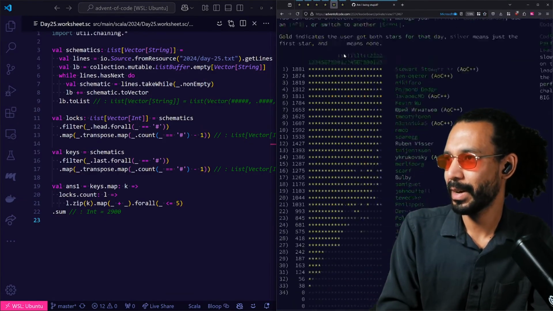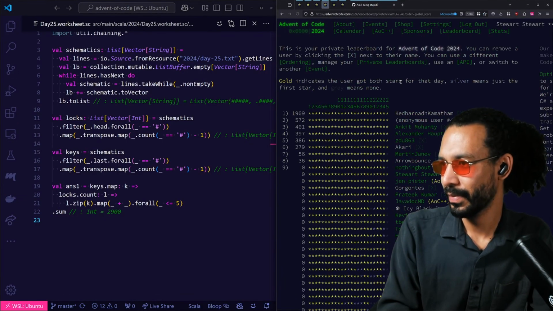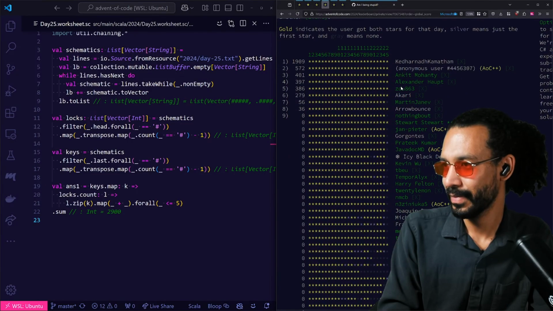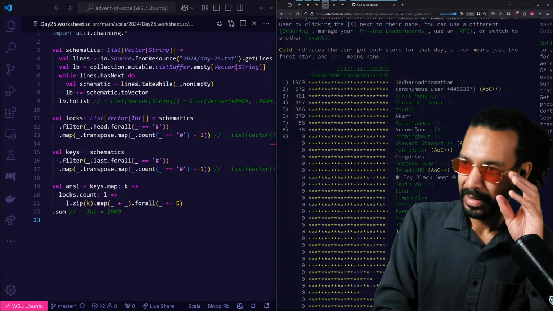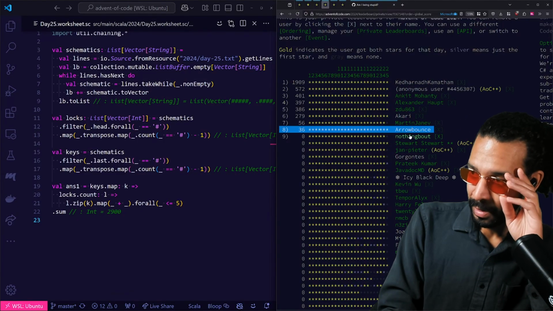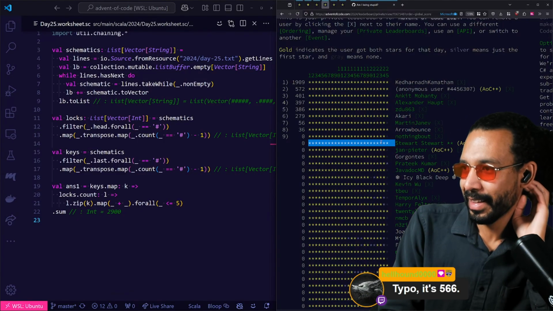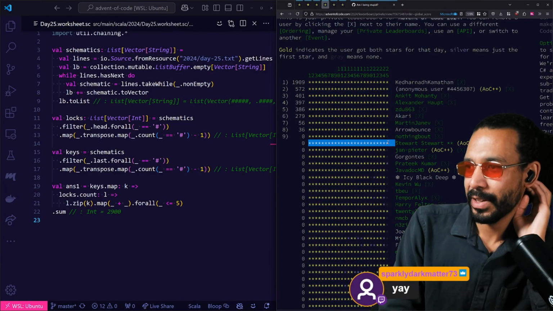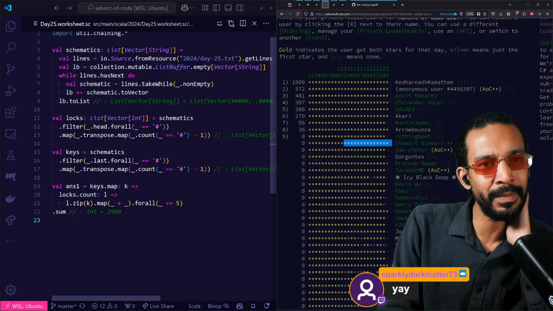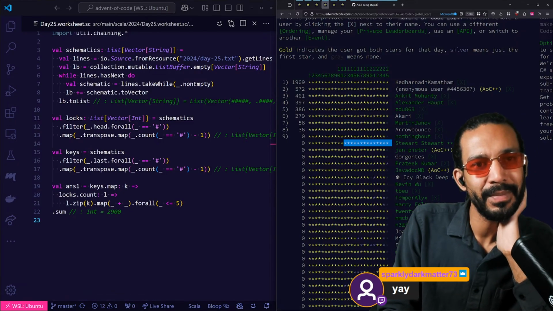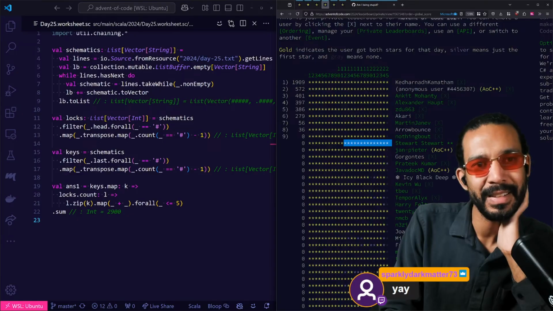Let's see who's finishing up. There's a few of us. So arrow bounce, 8th overall. Oh, I'm not going to be 8th anymore. I was 8th for most of the season. The last few days kind of slowed me down. I haven't seen arrow bounce in a while. Oh, 566.